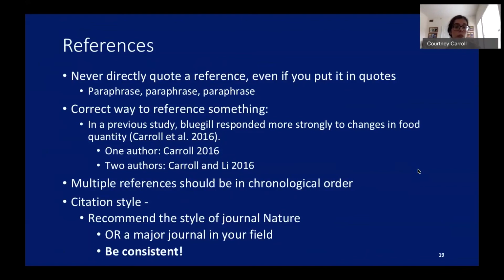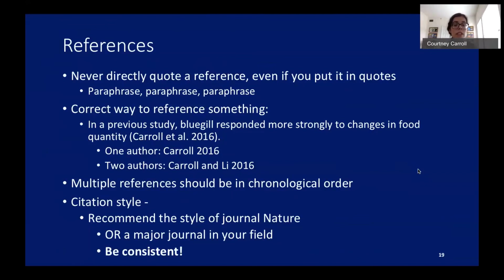Remember the correct way to reference something. In a previous study, bluegill responded more strongly to changes in food quantity. Parentheses, Carroll et al. 2016. If you have just one author, Carroll 2016. If you have two authors, Carroll and Lee 2016. More than two, that's when you use et al.